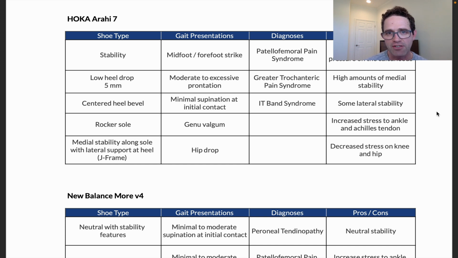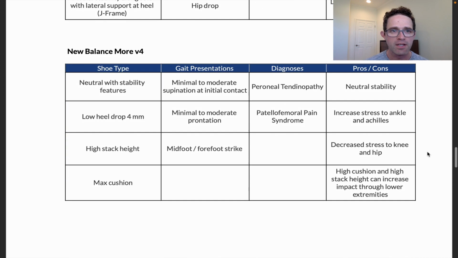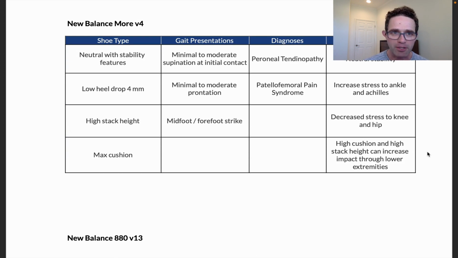So as you would see, diagnoses would be patellofemoral pain syndrome, greater trochanteric pain syndrome, and IT band syndrome. Again, we are offloading the hip and knee and putting more pressure on our Achilles and our ankles. So we do have a good amount of medial stability with these shoes. We have some lateral stability too. We're going to have increased stress to the ankle and Achilles. We're going to decrease the stress on the knee and the hip, and we're going to offload or put less pressure on the calcaneus.